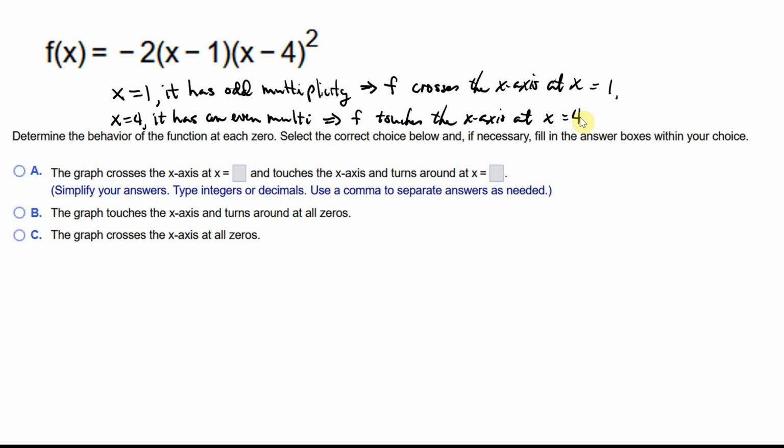So we know it's not going to be B or C because it's doing two different things. At x equals 1, it's crossing, and at x equals 4, it's touching. So the graph crosses the x-axis at x equals 1. It touches the x-axis and turns around at x equals 4.